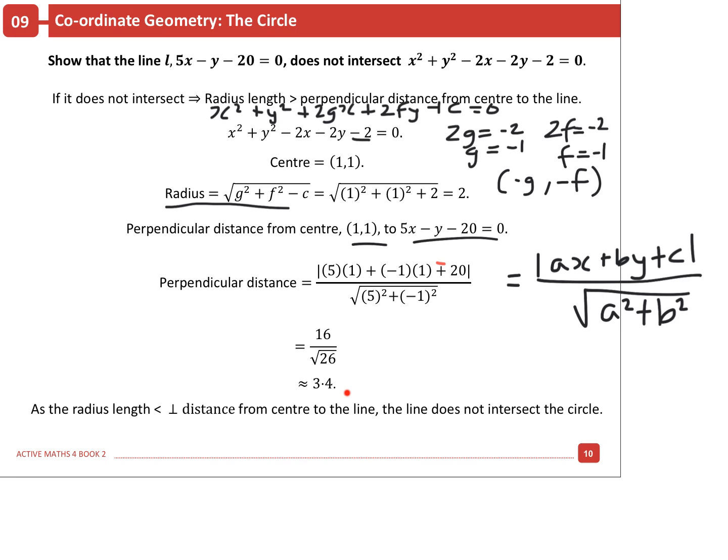Now, we had already found that the radius, when we looked for the radius, is 2. So we can see that the radius length is actually less than the distance from the center to the line, so that line does not intersect the circle.